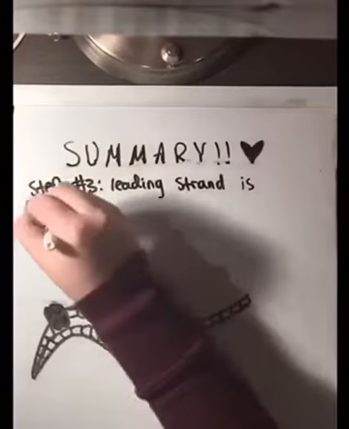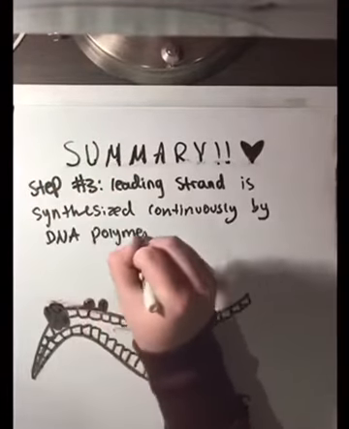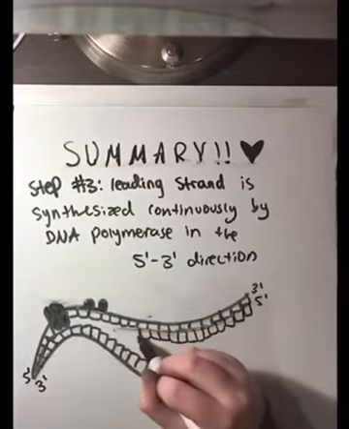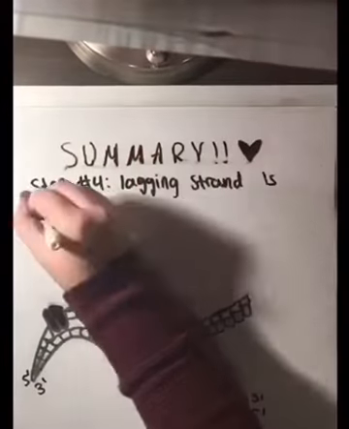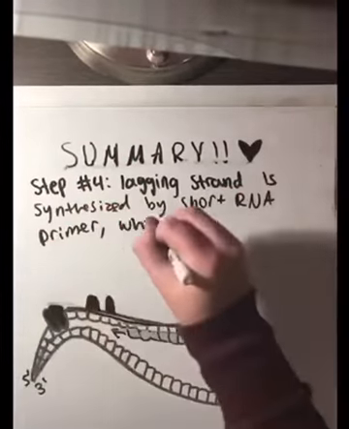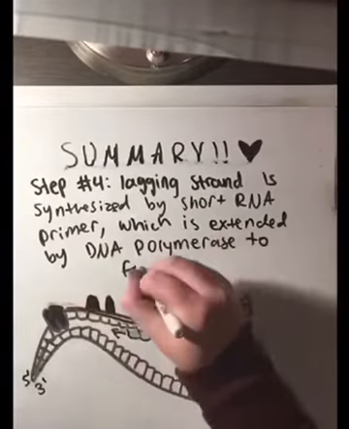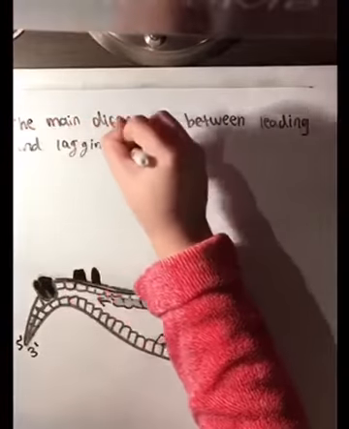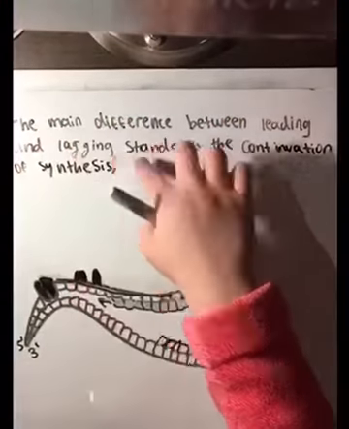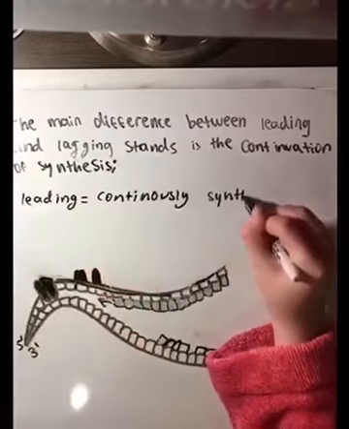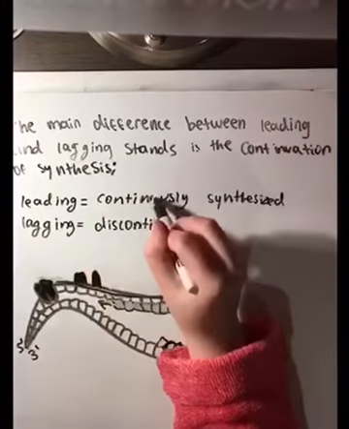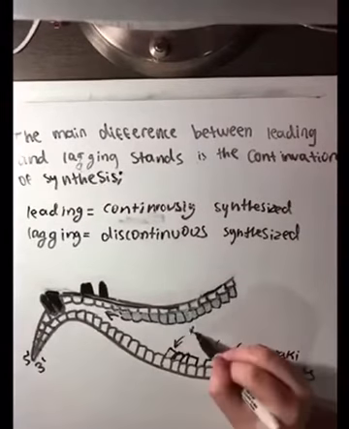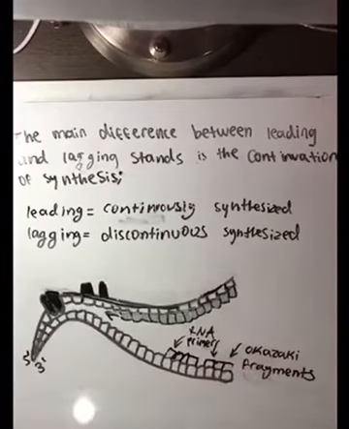Step number 3, 2 leading strands, one for each strand of DNA, are synthesized by the enzyme DNA polymerase in the 5-3 direction. Now 4, short DNA primer synthesizes the lagging strand in the same direction. The main difference between leading and lagging strands is the continuation of synthesis. Leading is continuously synthesized, while lagging is discontinuously synthesized, meaning they have short sections, which are called Okazaki fragments.